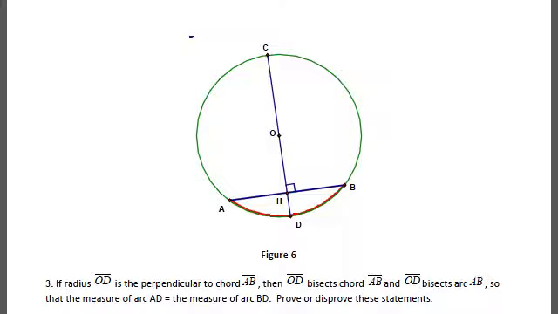Okay, so down to this question, and I'm just going to refer to the questions as we look at the image. They tell us that OD is a radius perpendicular to the chord AB. We know that OD bisects the chord AB, and that OD bisects the arc. So that the measure of A to D, here in red, is equal to B to D, which is here in red.